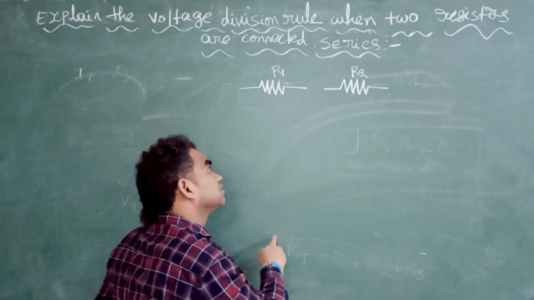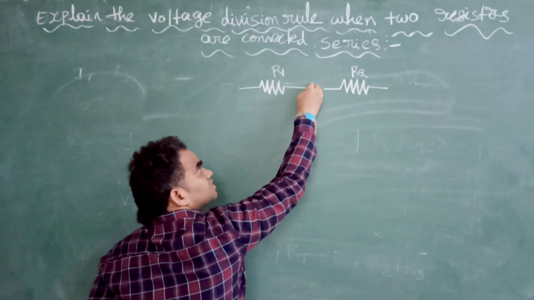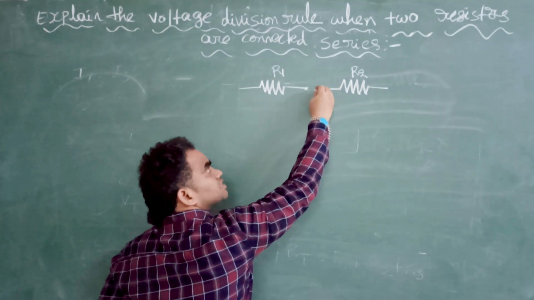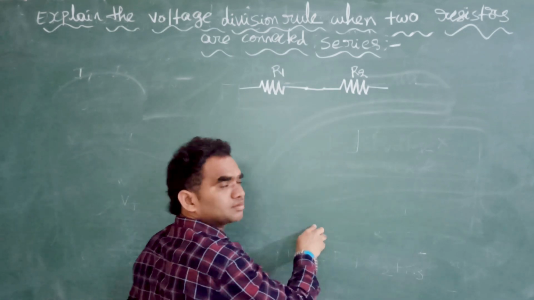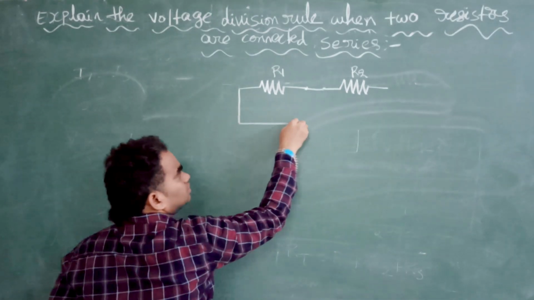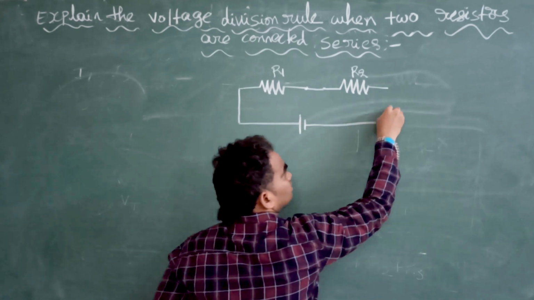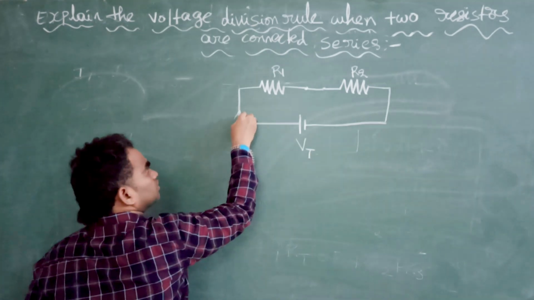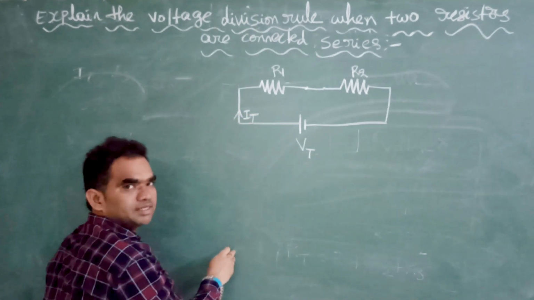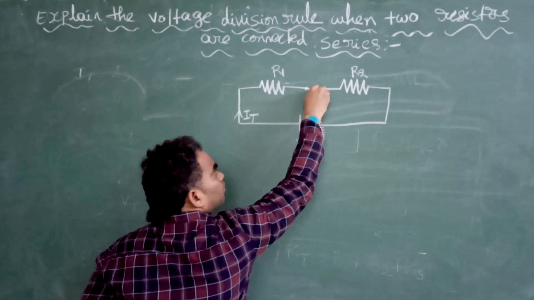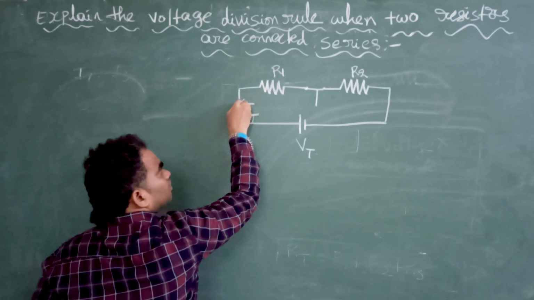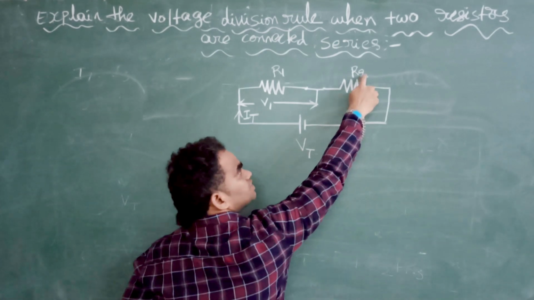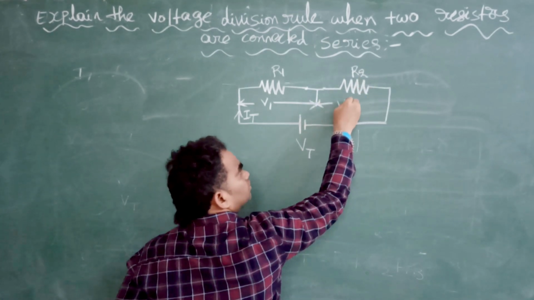Series connection means the second terminal of the first resistor is connected to the first terminal of the second resistor. This is known as series connection. We are applying voltage Vt. The current flowing through the circuit is It, or total current. Voltage across the resistor R1 is V1. Voltage across the resistor R2 is V2.